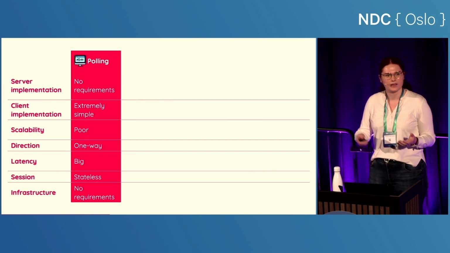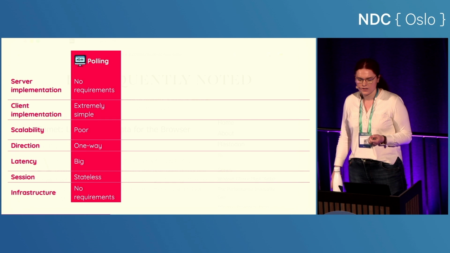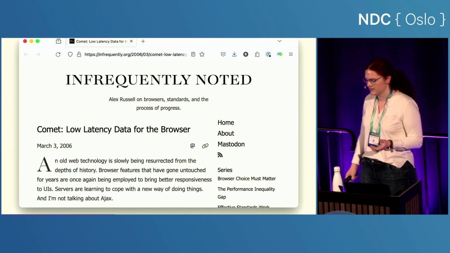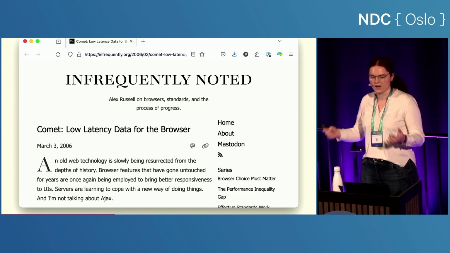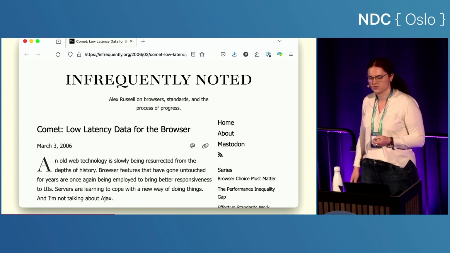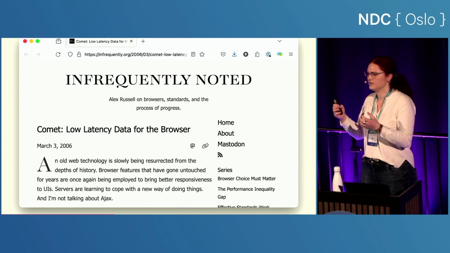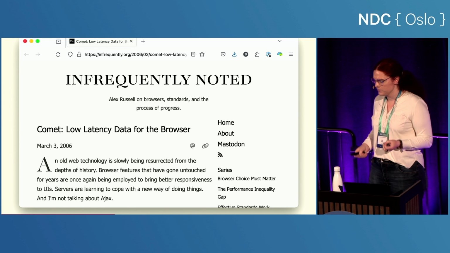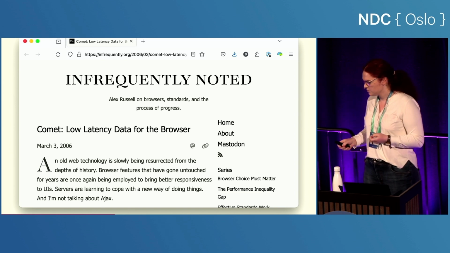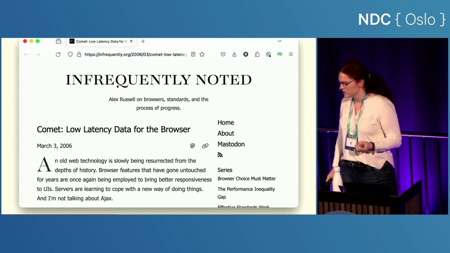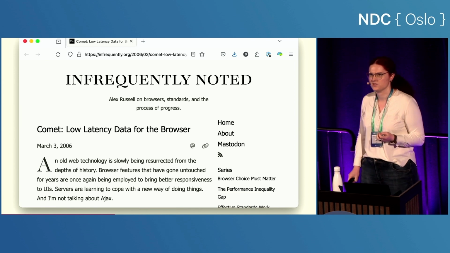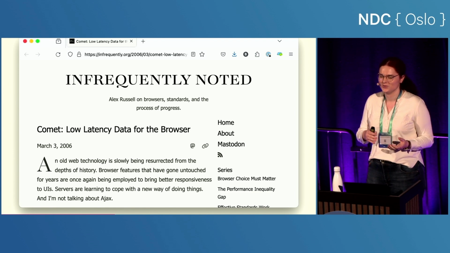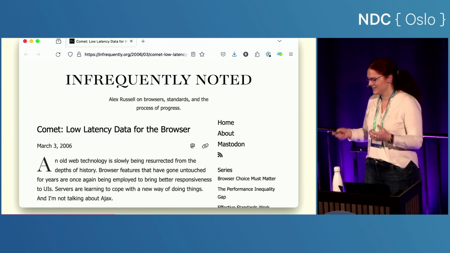So this worked, and a lot of services at the time were using this, but it was not good enough, so people wanted a better way to do things. And this led to the word Comet, which is Alex Russell's attempt at making a name for this new movement. And he said that an old web technology is slowly being resurrected from the depths of history. Browser features that have gone untouched for years are once again being employed to bring better responsiveness to UI. So it's a bit interesting that you actually go to the past to find technologies to do this thing.